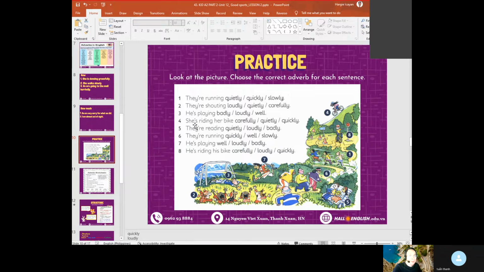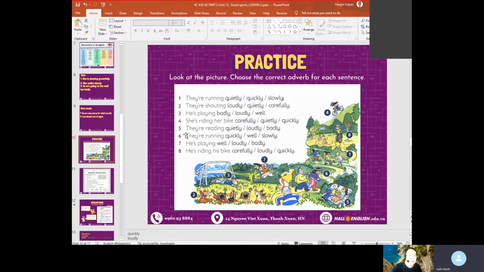Number four. So picture number four is here. Okay. So she is riding her bike carefully, quietly, or quickly. Carefully. Very good.